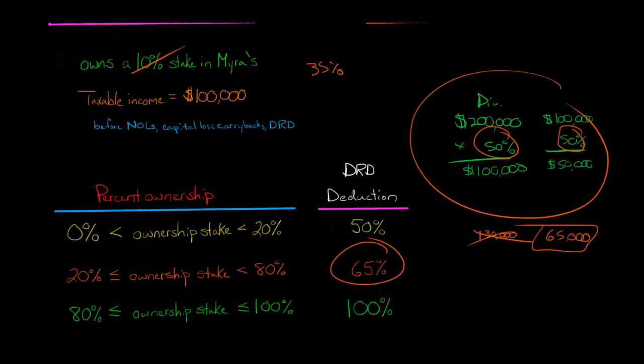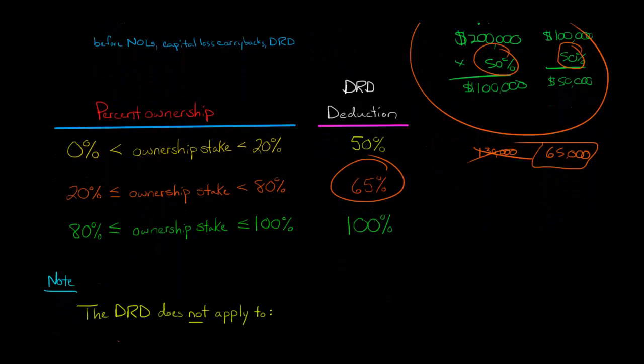Now, if you owned 80% or more, so instead of 35%, let's say Cliff Camping owns 90%, then the limitation doesn't apply in terms of income. You just get the 100%. So if there's a $200,000 dividend, then Cliff Camping will get a $200,000 dividend received deduction.